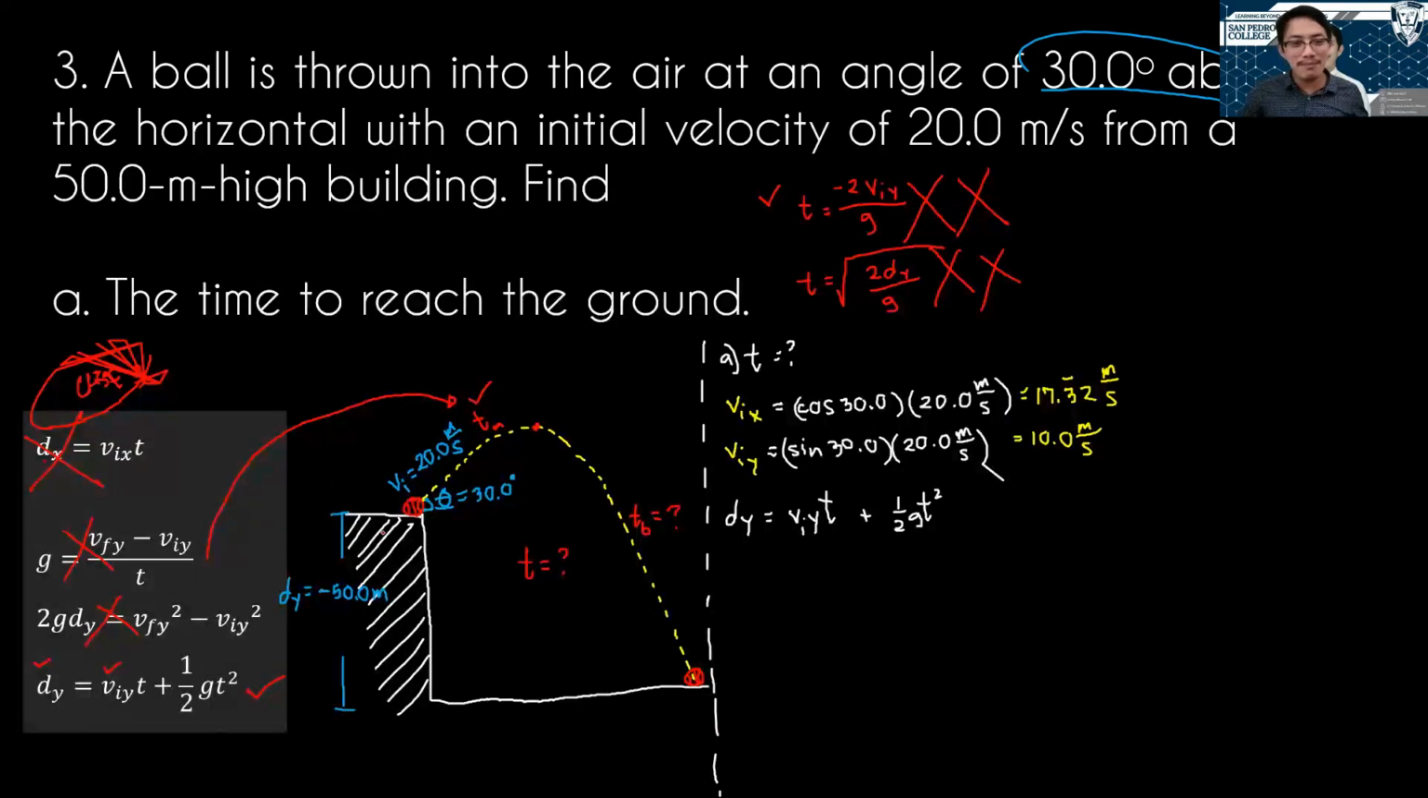Para ma-solve mo si time B, hindi na pwede magagamit ang equation number 2. Kasi nga, ano na ngayon ang final velocity natin dito? So, we cannot use equation number 2. How about dy? Ito na equation.